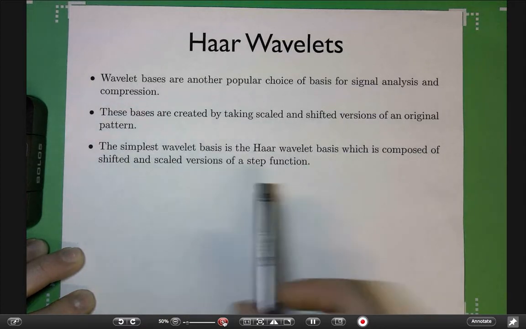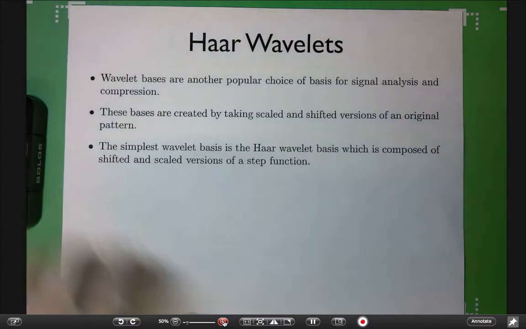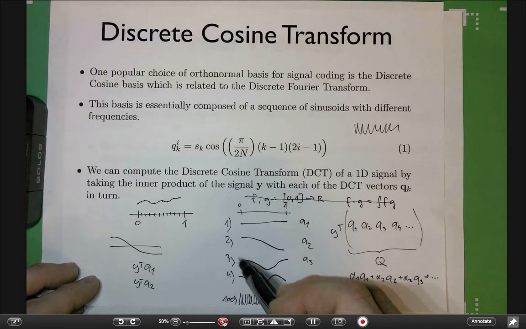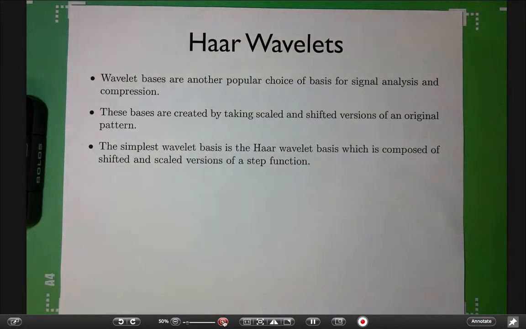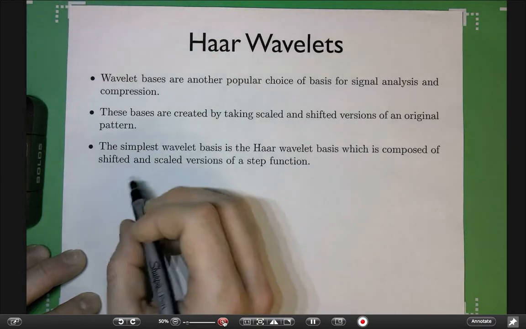And the idea of the wavelets is that they are not just global waves, like in the previous case. Here you might notice that these are always waves on the entire interval. Wavelets are not like this. They are usually just on a piece of that interval. So let me explain on the Haar wavelet, which is the simplest case.